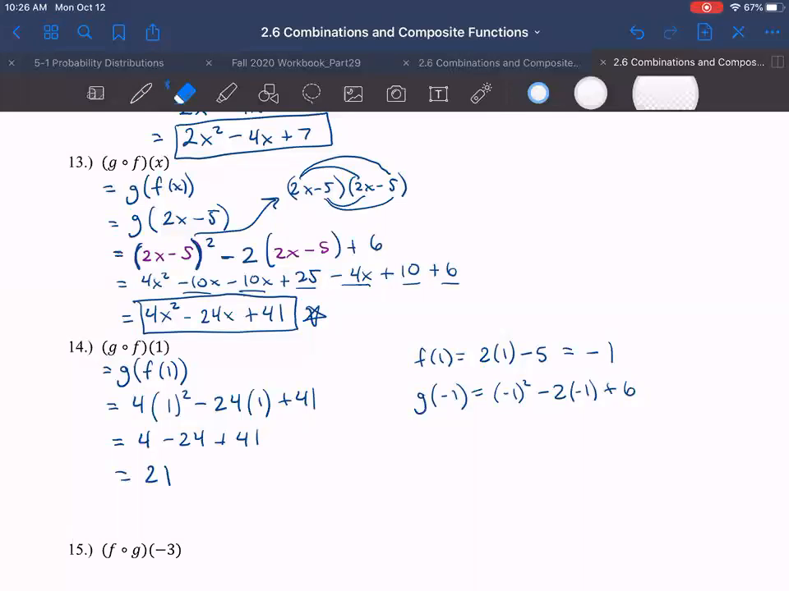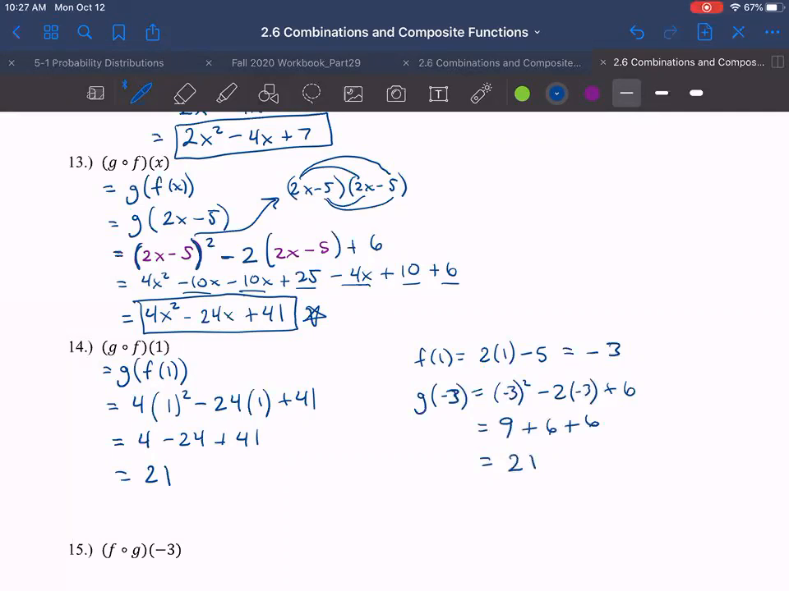So it helps a lot if you can do it carefully. 2 times 1 minus 5 is not negative 1. Sorry, that's going to be something different. So that's 2 minus 5, that's negative 3. So this is negative 3 squared and a negative 3 there. And so then we're plugging in the negative 3, this gives us 9 plus 6 plus 6, and that gives us the same 21.